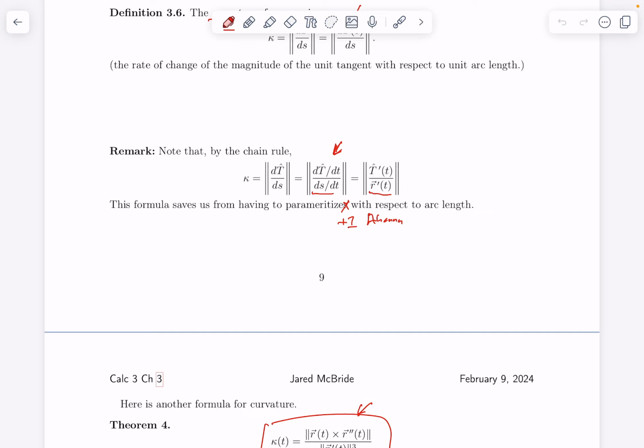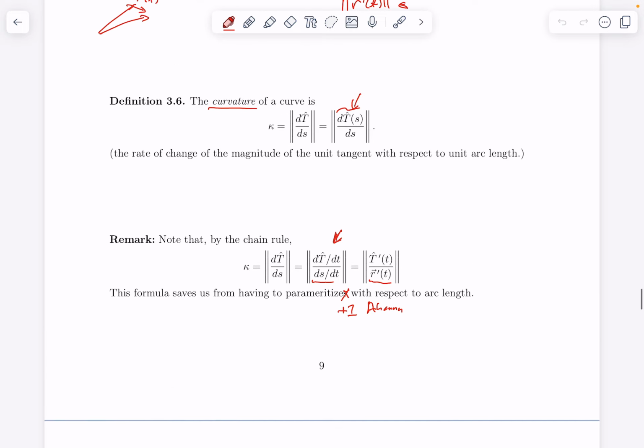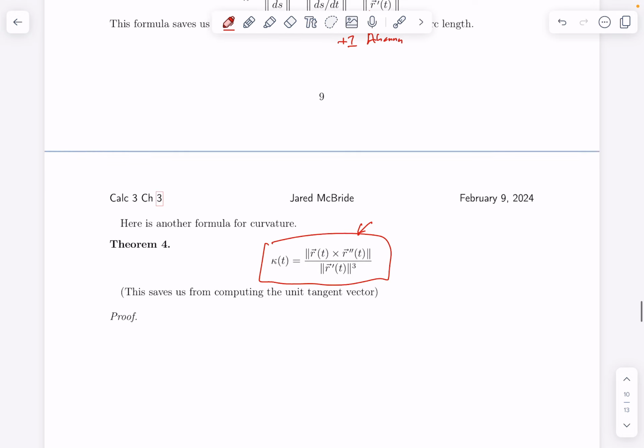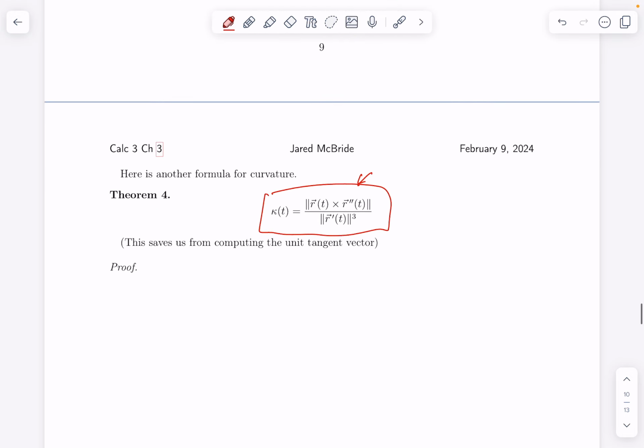So earlier today, we finished talking about the definition of curvature. And then there was this observation that by the chain rule, we can rewrite it like this. But also, another observation is we can actually rewrite it like this also. I would just like to walk through how the proof of this goes.